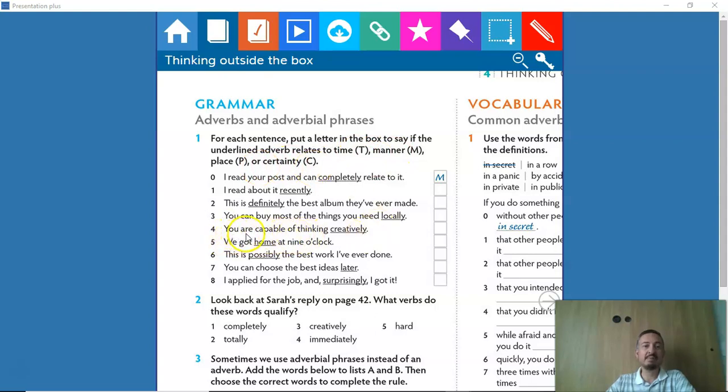You're capable of thinking creatively. Thinking creatively. Okay, so how do you think? You got home at 9 o'clock. So got where? So the answer is to the question where. This is possibly the best work I've ever done. Possibly. So it's time, manner, place, or certainty. You can choose the best ideas later. Time, manner, place, or certainty. I applied for the job and surprisingly I got it. Well, and now I would like you to pause the video and just put T, M, P, or C according to the adverb, okay?